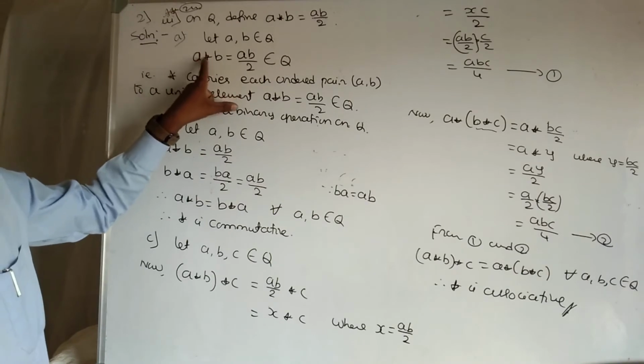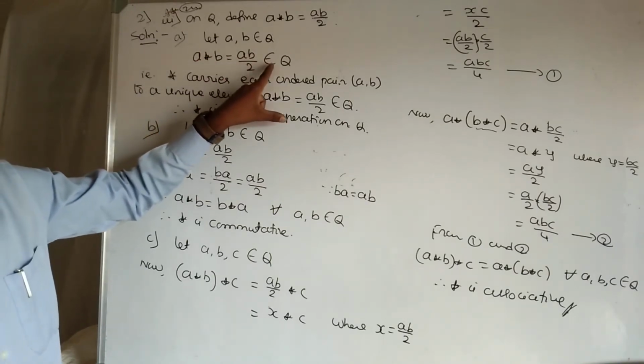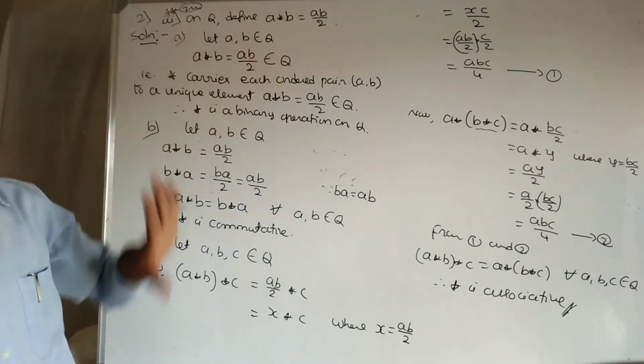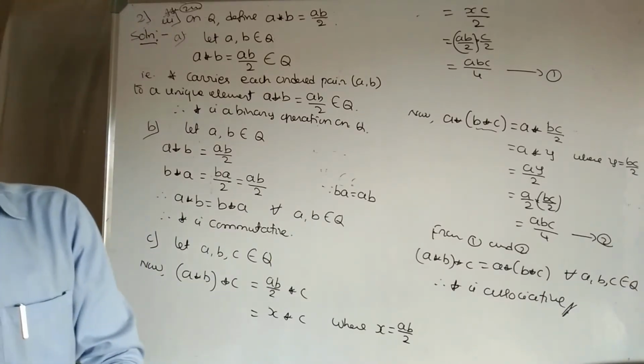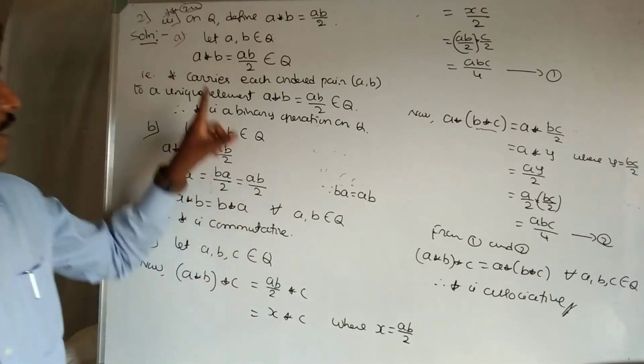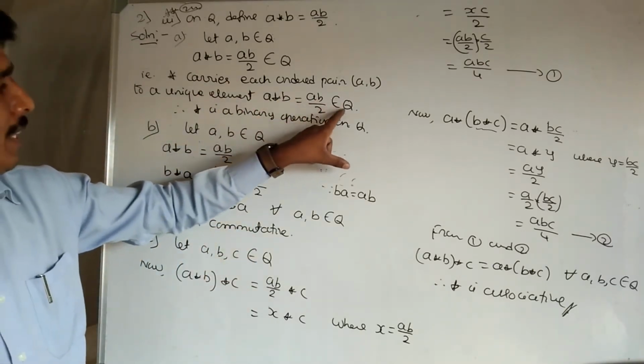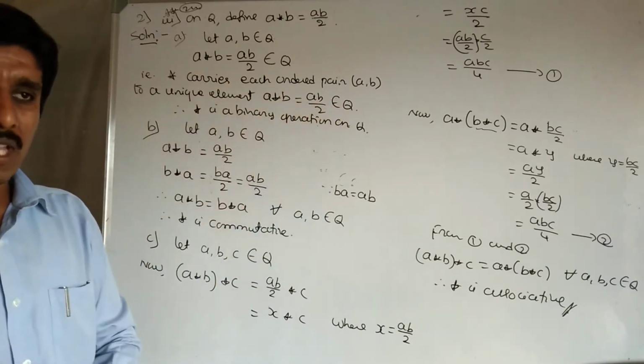Here we have defined a star b equal to ab by 2. Clearly, it is a rational number when a and b are rational numbers. Therefore, by definition, star carries each ordered pair (a, b) to a unique element a star b equal to ab by 2 in Q. Therefore, star is a binary operation.